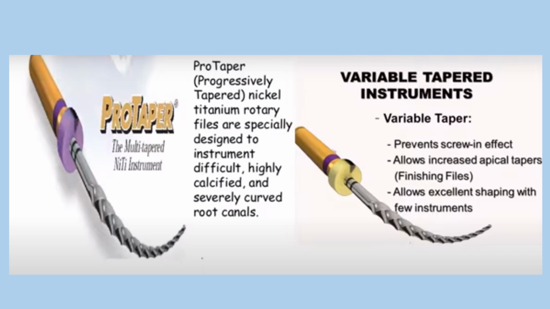That means with the finishing files, the taper is more in the apical third area and it will clean more of the apical third. And with the shaping files, the taper is more in the coronal area, and it allows excellent shaping with only few instruments.